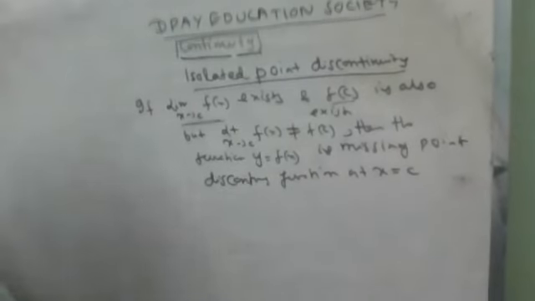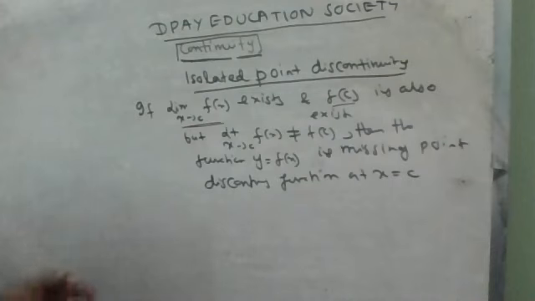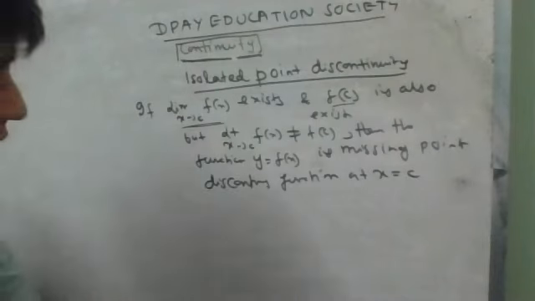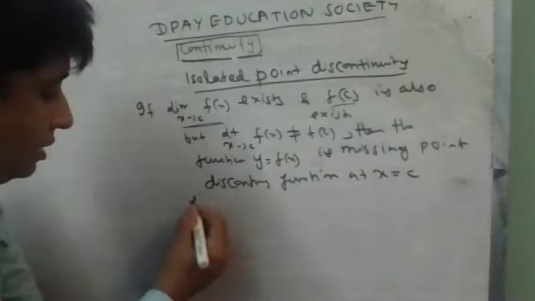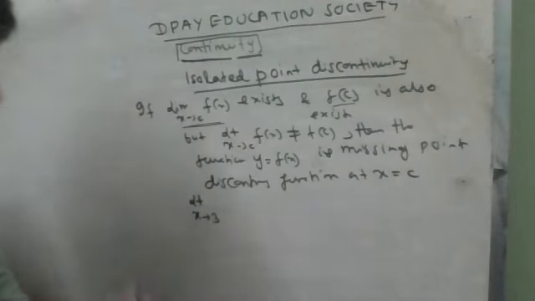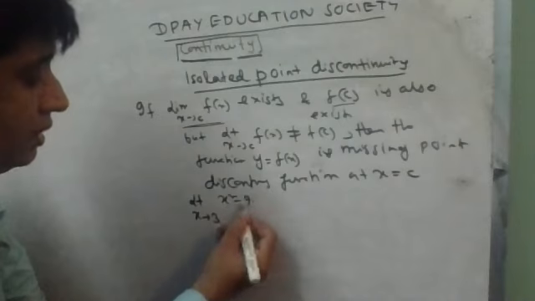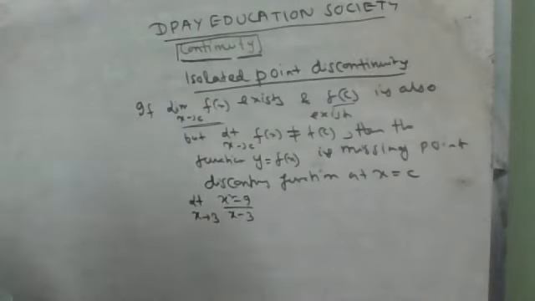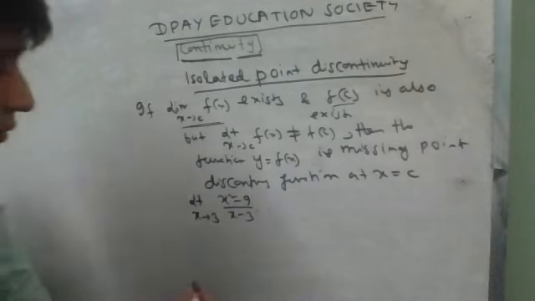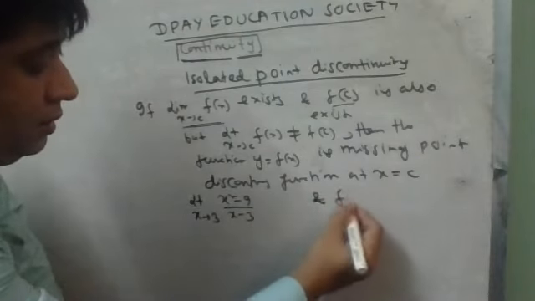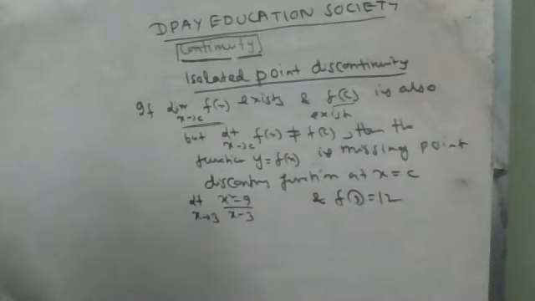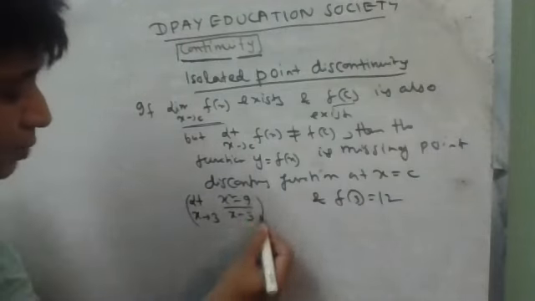Let's take the help of an example, because juggling of theory hardly can clear the misconception over this topic. So let us take the help of an example. Say limit x tends to 3, (x square minus 9) by (x minus 3) is given, and f(3) is given 12. So let us examine the continuity at this point.